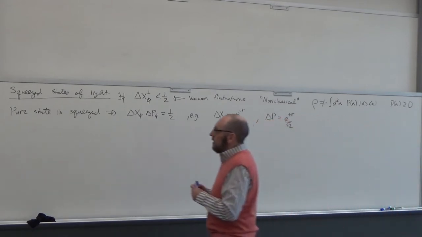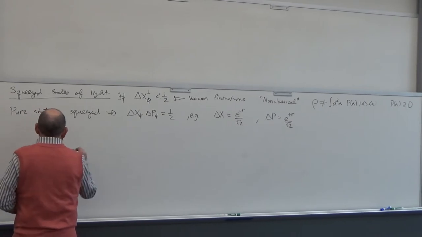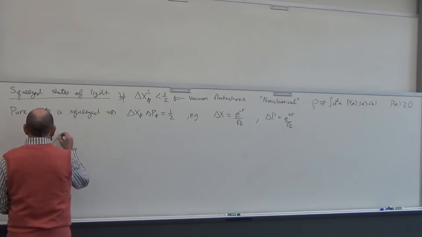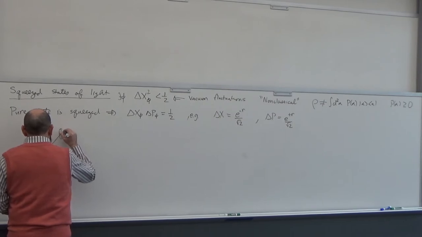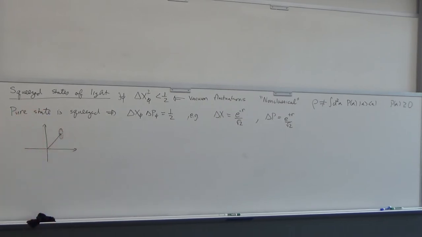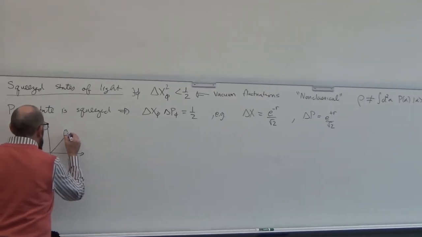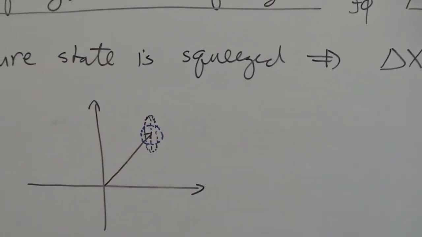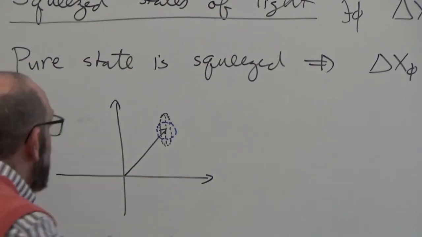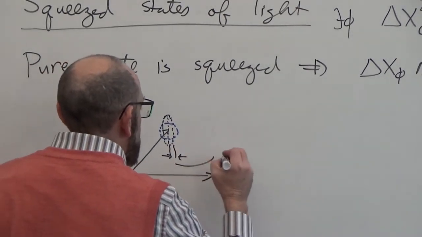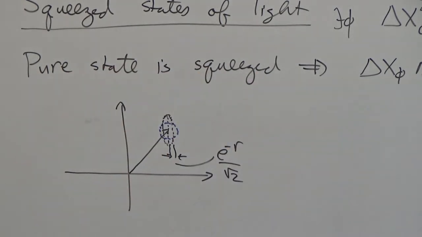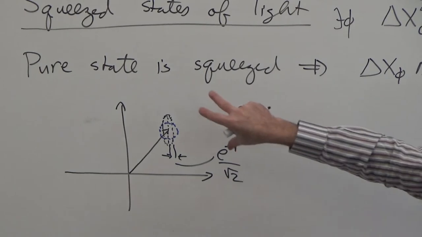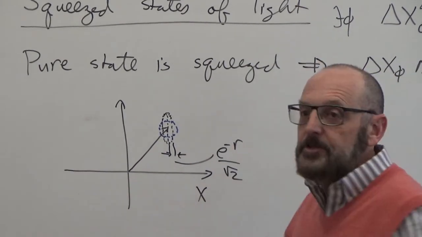So in phase space, we would say that a squeezed state of this sort would be one that has its uncertainty bubble distorted in this way, where this was the vacuum level, then this is squeezed with a variance or an RMS, which is e to the minus r over root 2. Okay. So this little phase space diagram represents a squeezed state which is squeezed along the x quadrature. Okay.